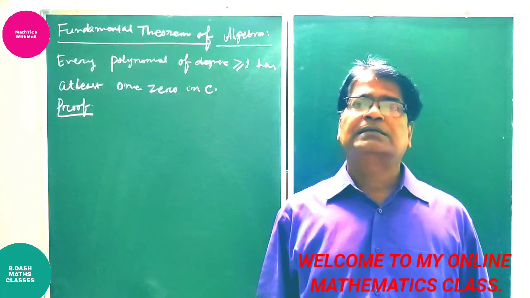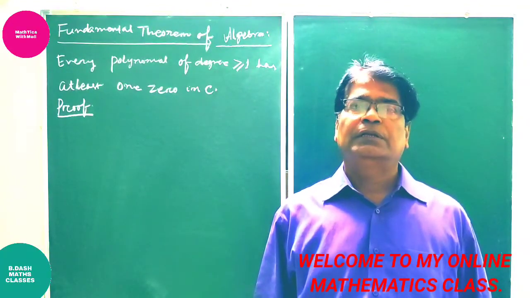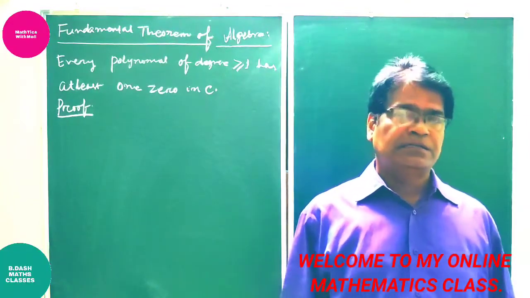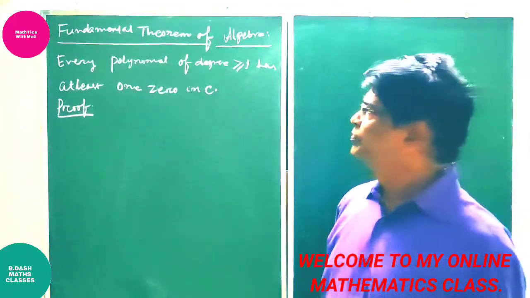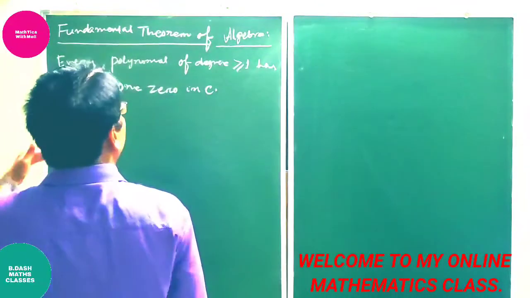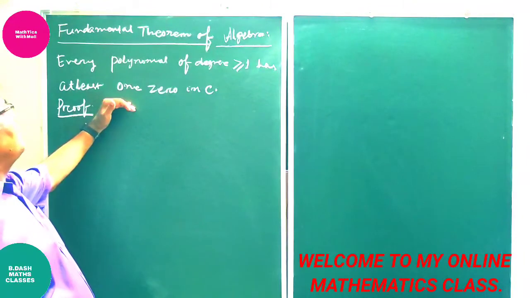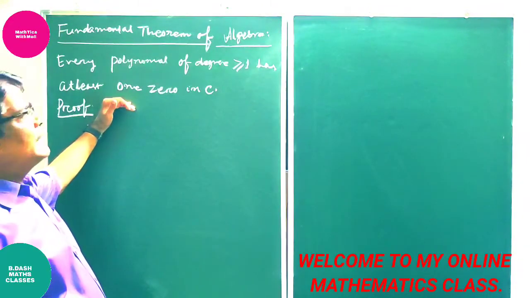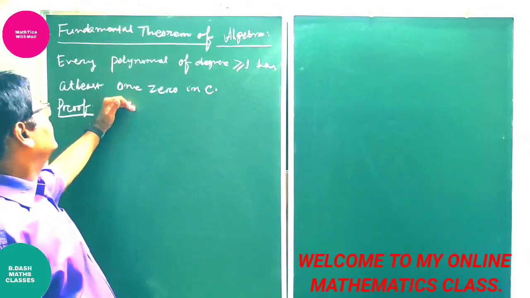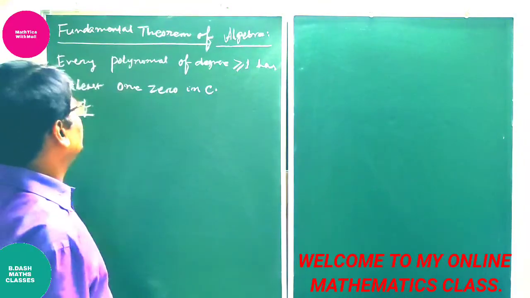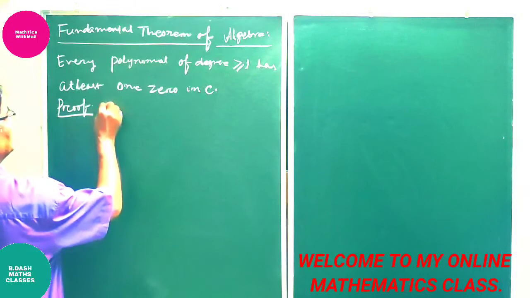In this class, I am going to teach you some theorems from complex analysis. Let us start the topic. Fundamental theorem of algebra. The statement is: every polynomial of degree greater than or equal to 1 has at least one zero in C. That we have to establish.